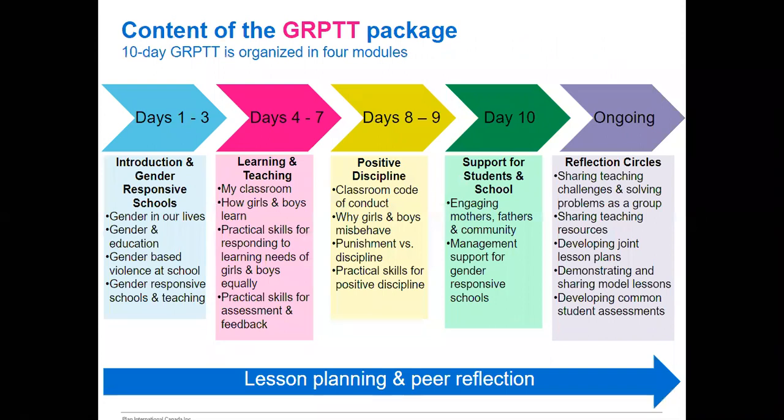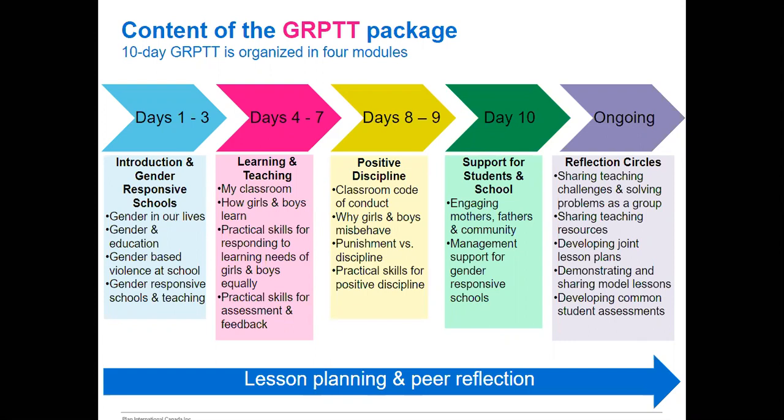The content of the 10-day GRPTT is organized into 4 modules. The first being gender-responsive schools, the second being learning and teaching, the third being positive discipline, and the fourth being engaging the community. Days 1 to 3 set the foundation for gender responsiveness by introducing the concept and inviting teachers to explore their own personal experiences of gender, and by mapping out key issues for boys and girls in and around their own schools. For example, identifying and responding to school-related gender-based violence.